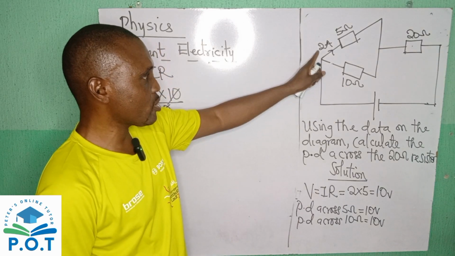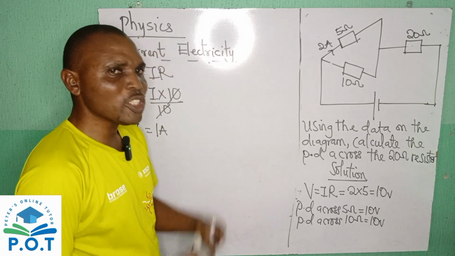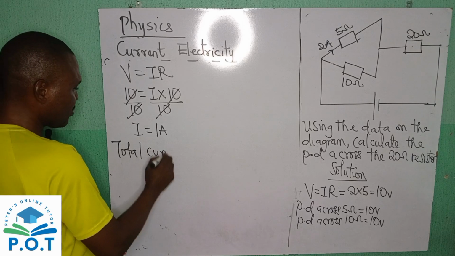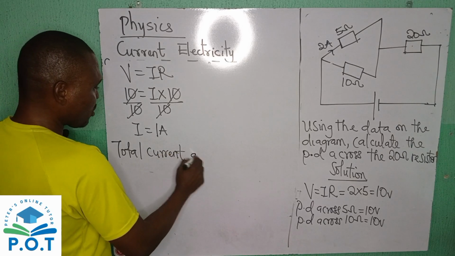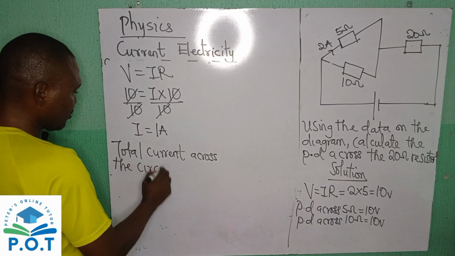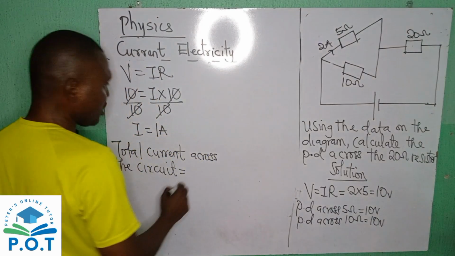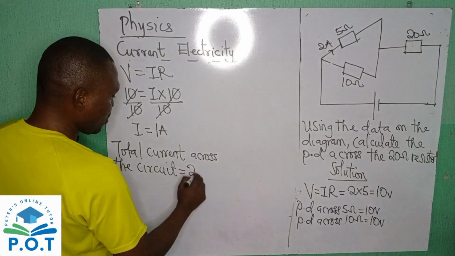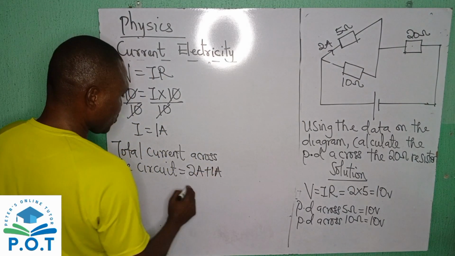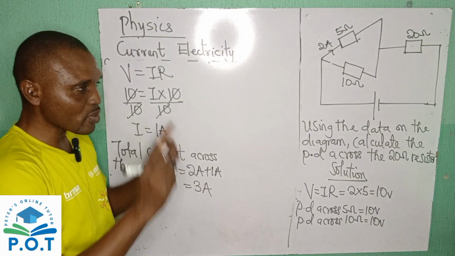Of course, they gave us 2 ampere as the current across the 5 ohm resistor. So what do we do? To get the total current across the circuit, the total current will be the current across the 5 ohm resistor, which is 2 ampere, plus the current across this 10 ohm resistor, which is 1 ampere. So total current is 3 ampere. So 3 ampere is the total current across the circuit.